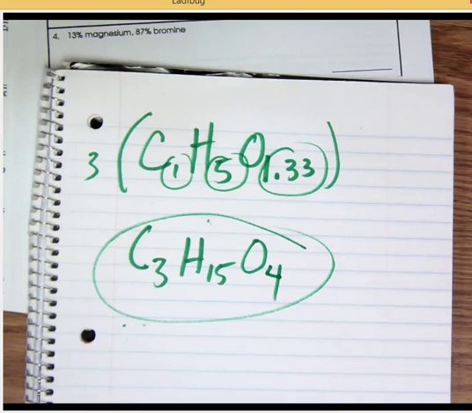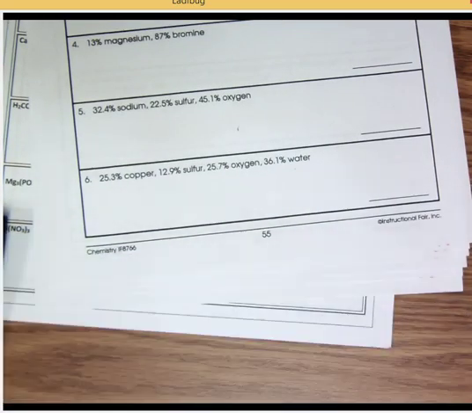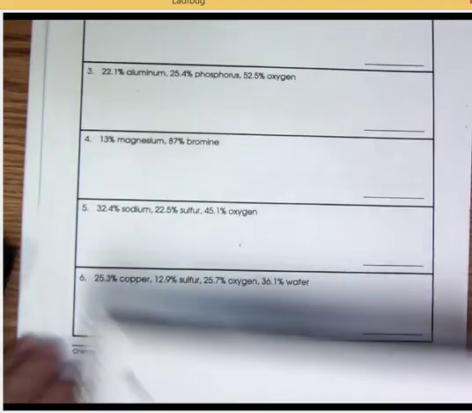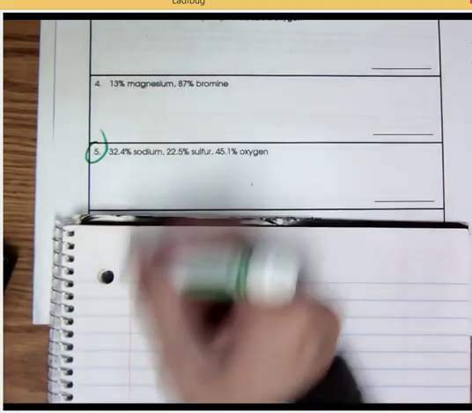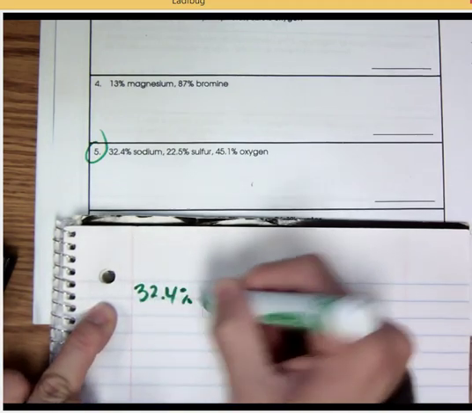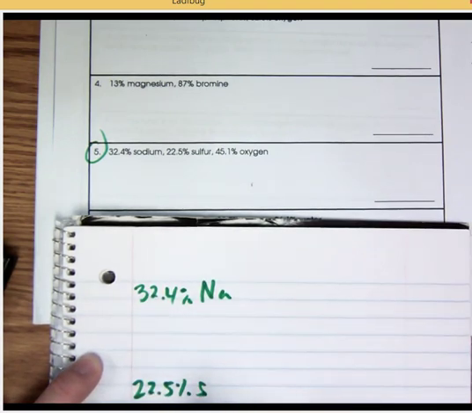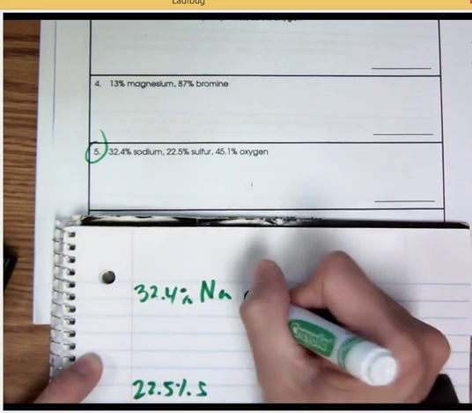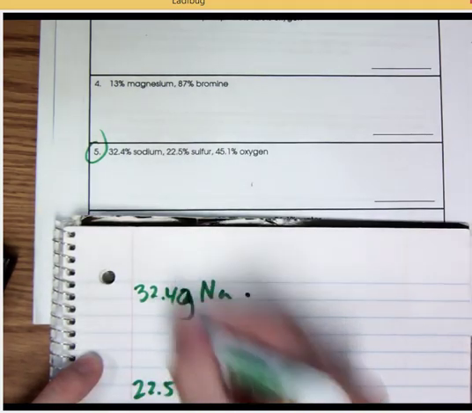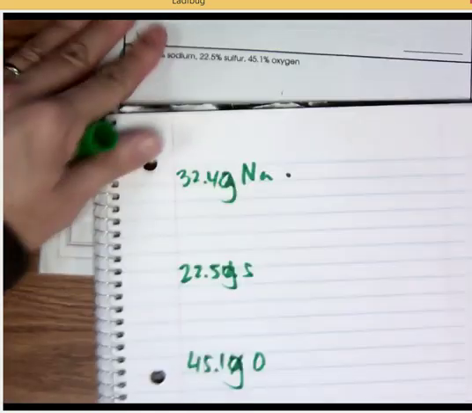That's what is meant by step 4, multiply to whole, if you get these fractions. Let's do one more as an example on your paper. I already did number 1, so you should have number 1 done on your paper. Let us do number 5: 32.4% sodium, 22.5% sulfur, and 45.1% oxygen. From percent to grams, we'll change it to grams. Percent to mass, which is grams.